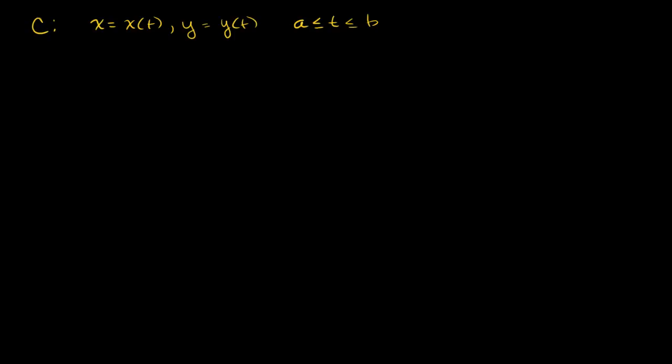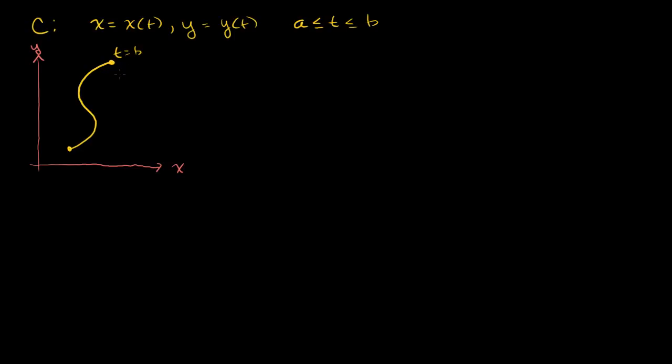If I were to just draw this, I'm staying very abstract right now. This is not a very specific example. This is the x-axis. This is the y-axis. My curve, let's say this is when t is equal to a. And then the curve might do something like this. I don't know what it does. Let's say it's over there. This is t is equal to b.